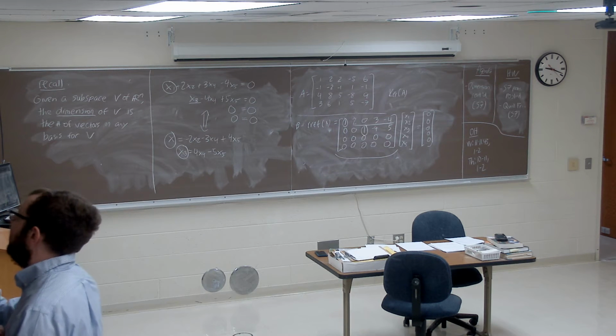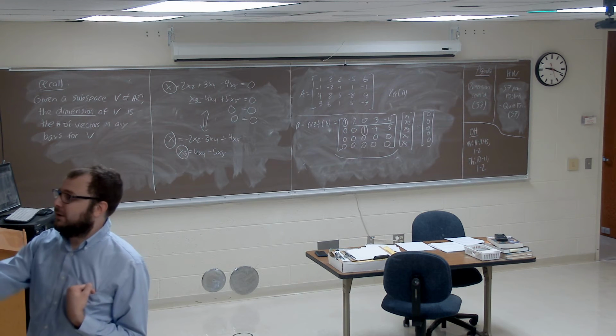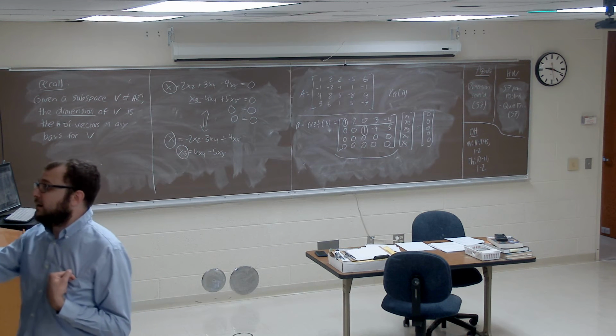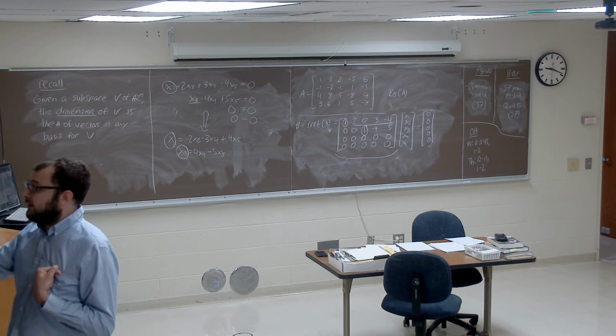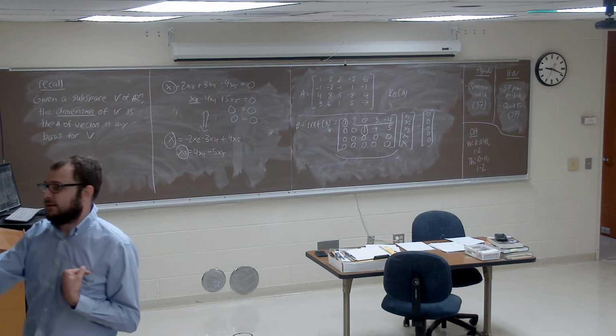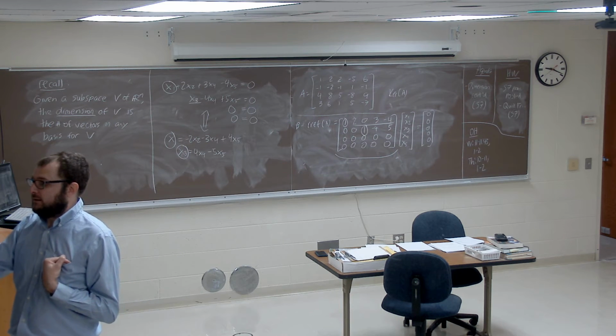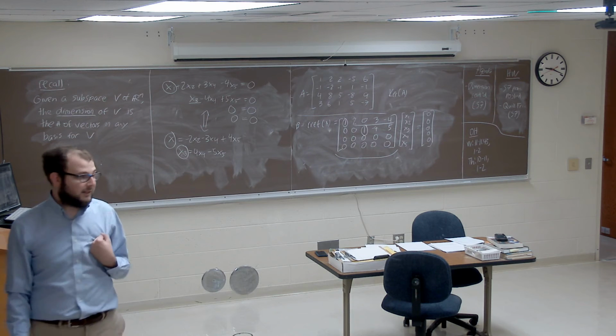Which in turn is going to be equal to the number of columns in the reduced row echelon form of A without leading 1s.